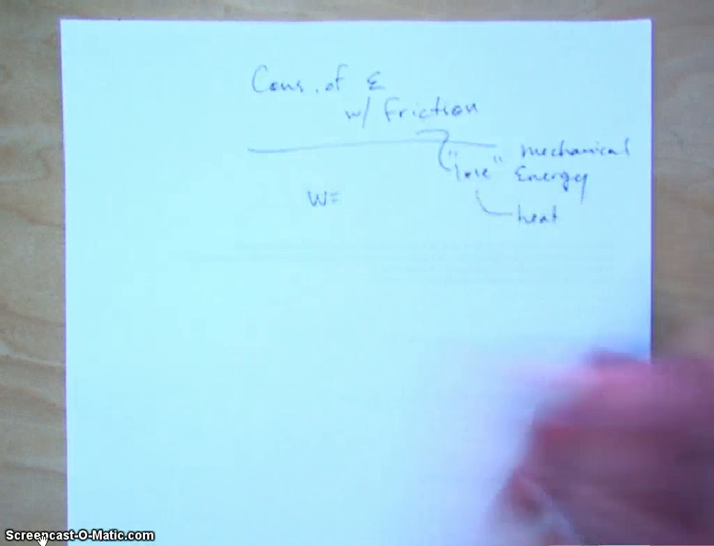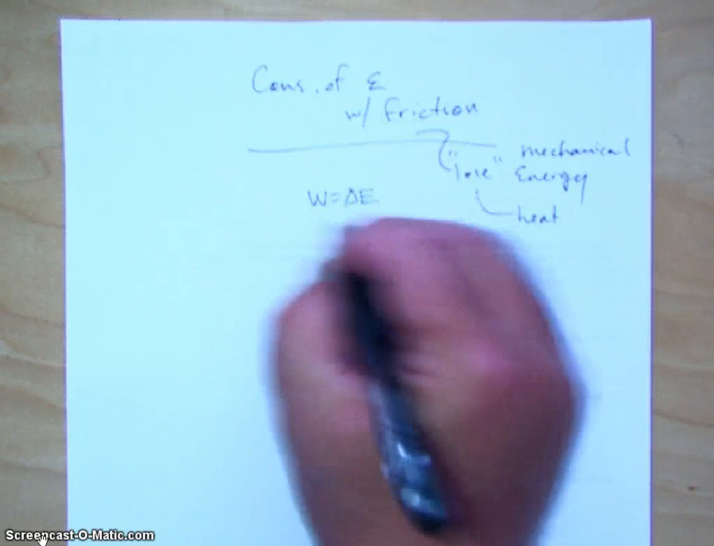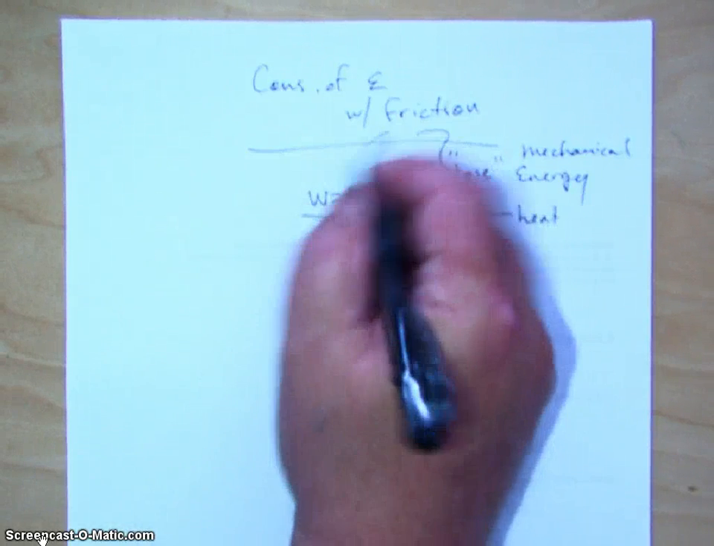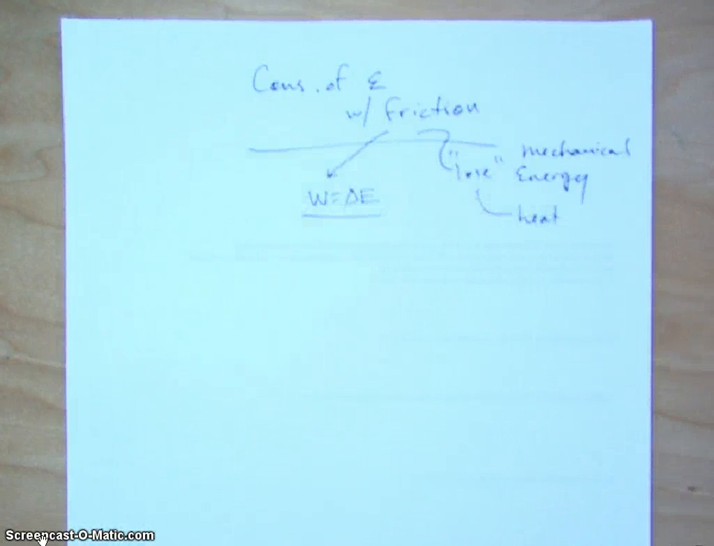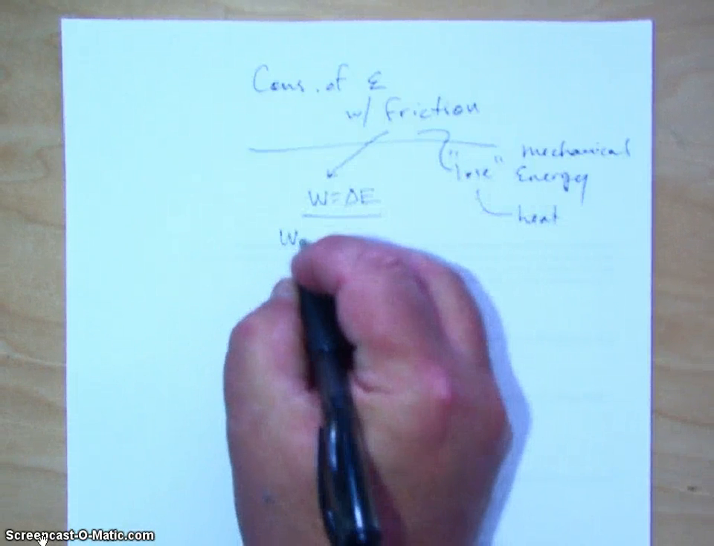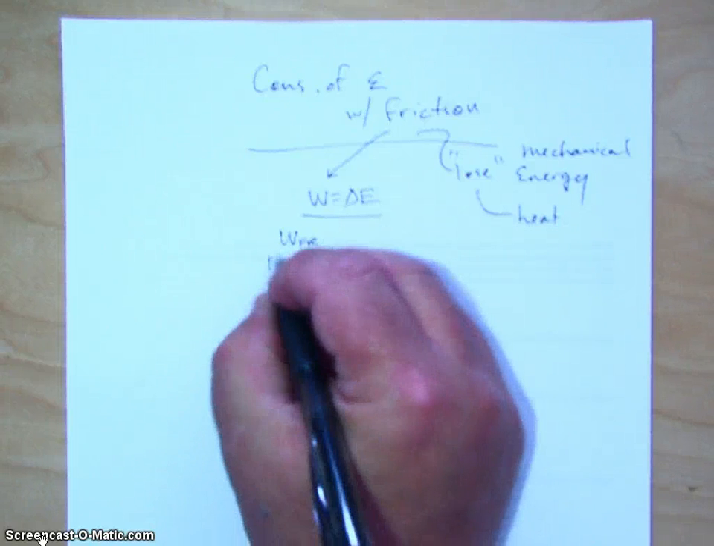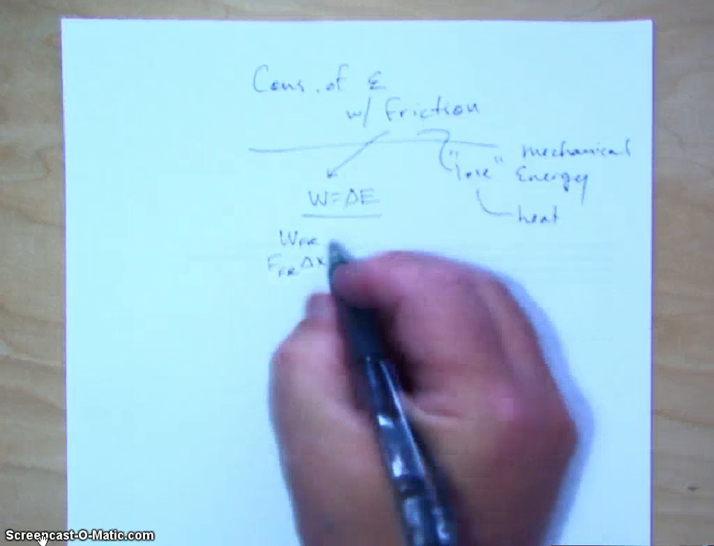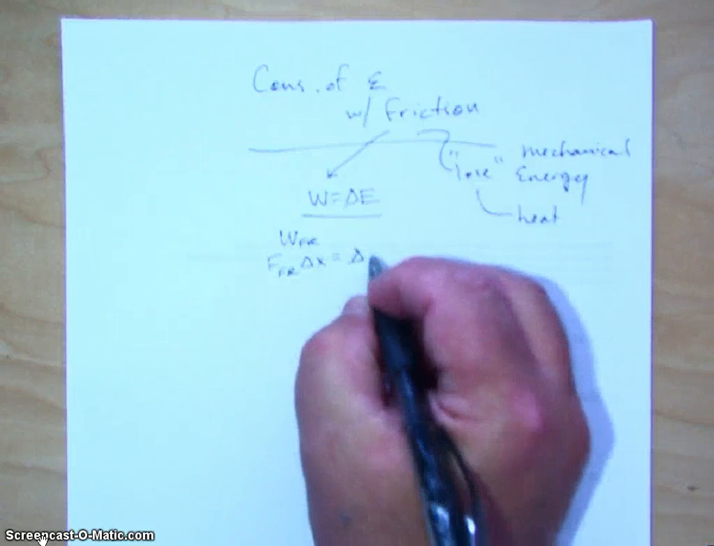Friction creates that. Now I'm going to go back to my basic work energy theorem, and I'm going to say work is equal to change in energy. And that's probably one of the most useful things we can do out of that. In other words, if I lose energy, it's going to be done by work, and it's usually work that's being done by friction. Well, the work done by friction would equal the force of friction times the displacement. So that's going to equal the change in energy.